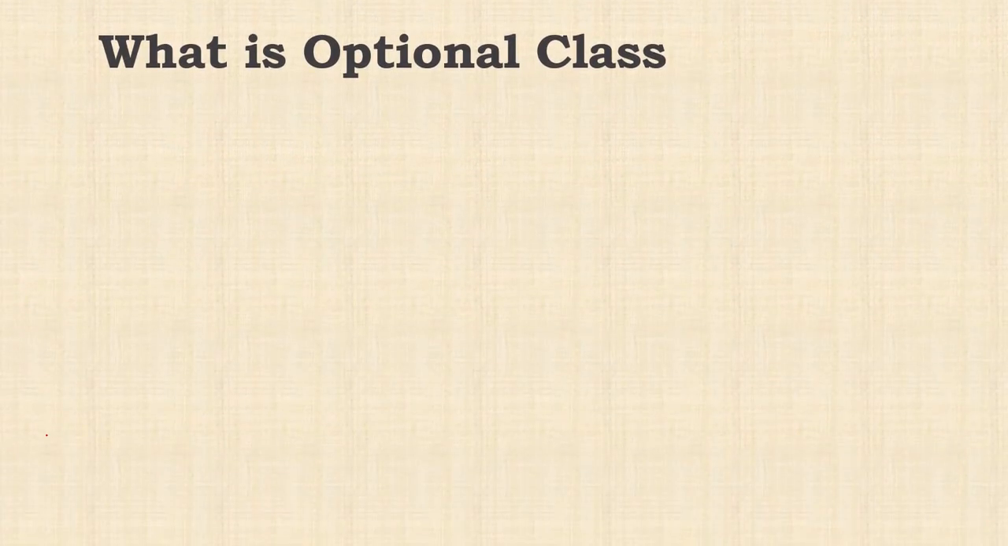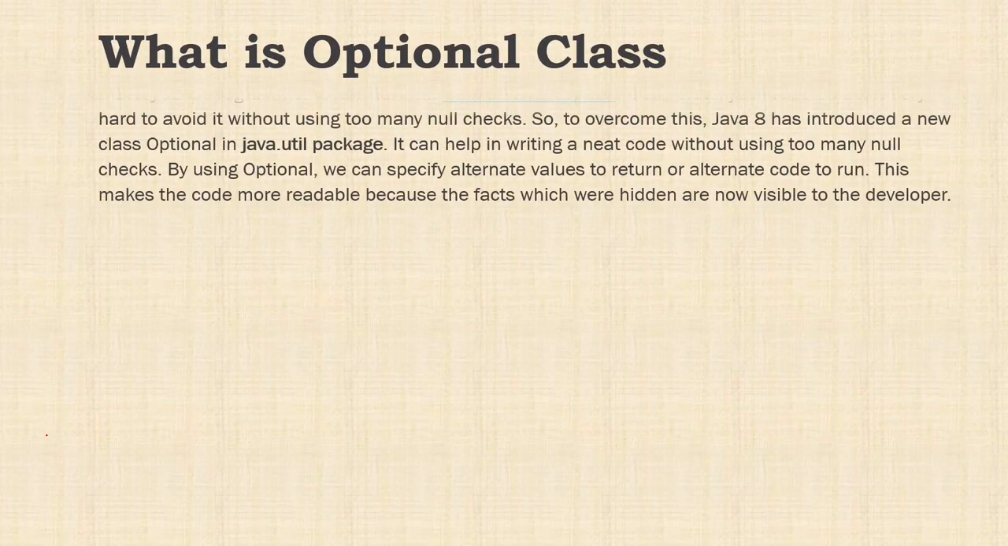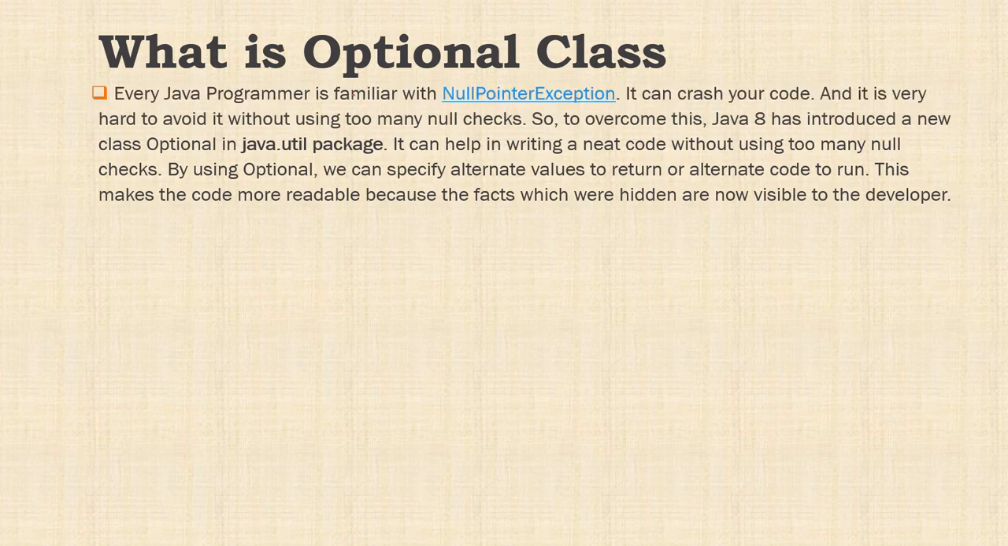So what is the Optional class? Every Java programmer is familiar with NullPointerException. I think you know what a NullPointerException is. It is a very common thing in programming. If you are doing any programming, you will get a NullPointerException. That means if a value is null and you are trying to do some calculation, or like a string is null and you are trying to do string.length, in that scenario you will get a NullPointerException.